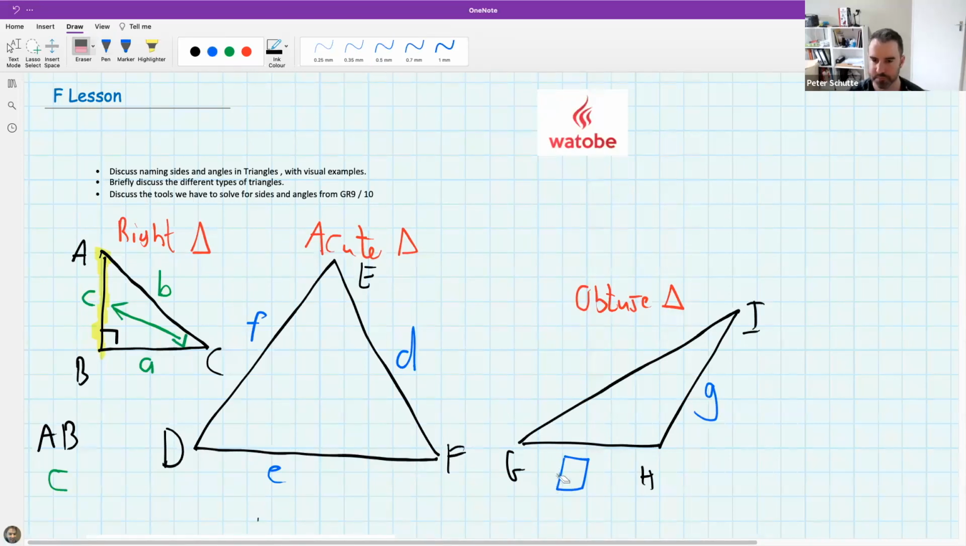What's going to be down here? Yeah, it's just going to be I. And over here, this is going to be little h.